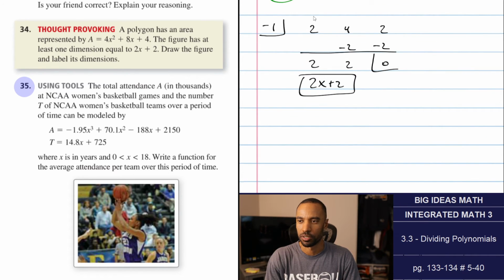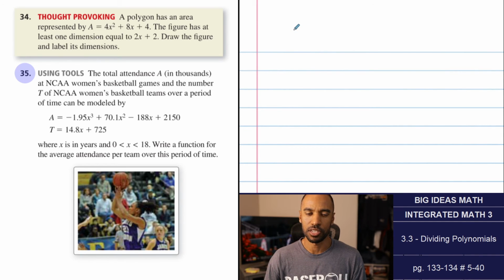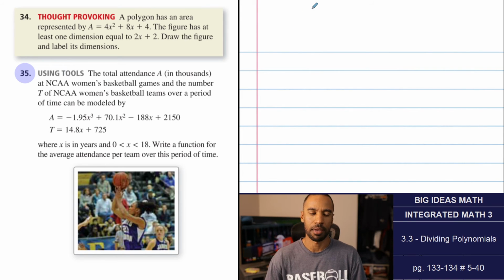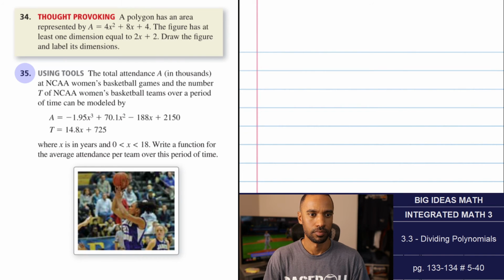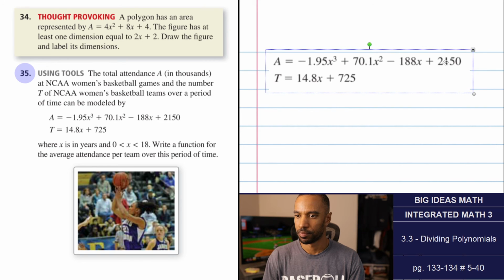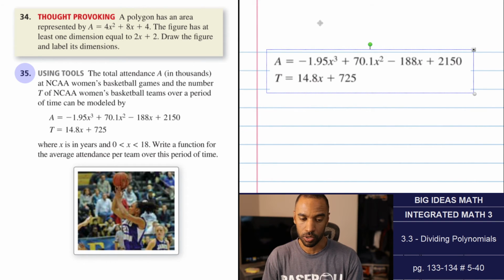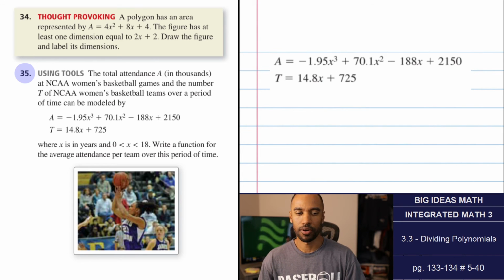All right, number 35. I don't know how much room's there. Let's keep going. Number 35. The total attendance A in thousands at NCAA women's basketball games and the number T of NCAA women's basketball teams over a period of time can be modeled by this and that. It's kind of a lot, if you don't mind me copying and pasting that one. Where X is in years and X is between 0 and 18 years, not including 0 and 18. Write a function for the average attendance per team over this period of time.